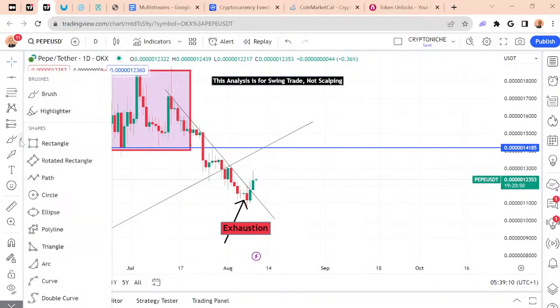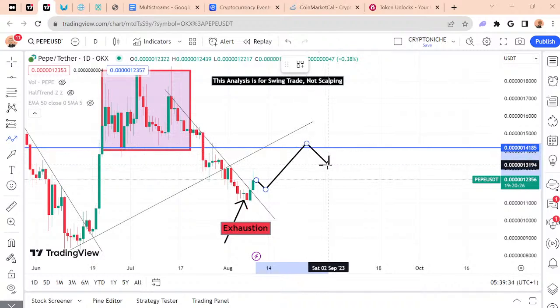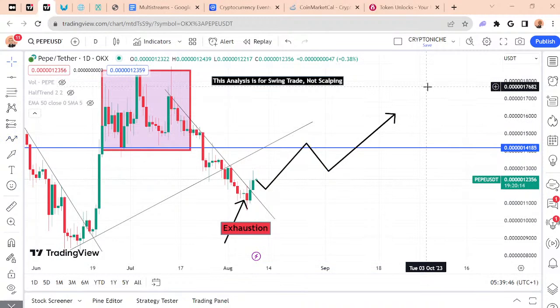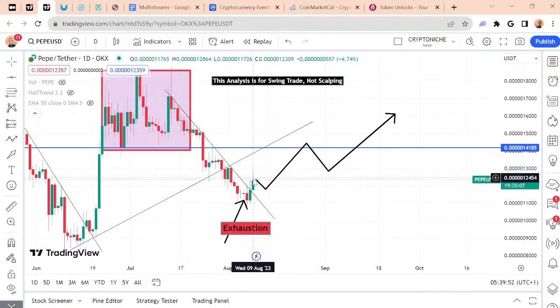So I look forward to a movement like this first, then it goes like this, and there could be a rejection here before there is any outright breakout of this. That is a possible movement on Pep. So this is going to be the entry.